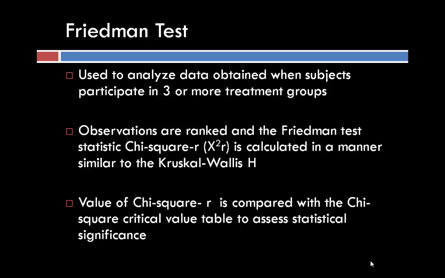And again, these observations are ranked, and the Friedman test statistic, which is known as chi-square R, is calculated in a similar way to the Kruskal-Wallis H-test statistic, and so again, we are not going to be required to calculate this for the purpose of this class. This value of chi-square R is then compared with the chi-square critical value table to assess the statistical significance.